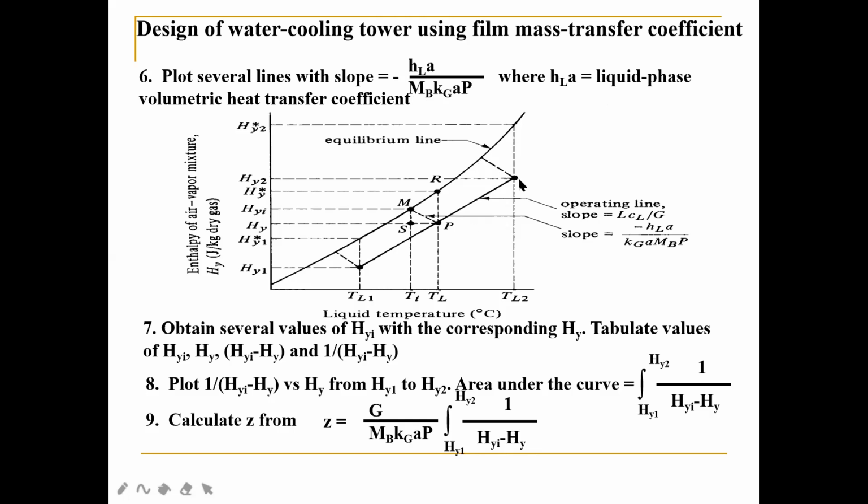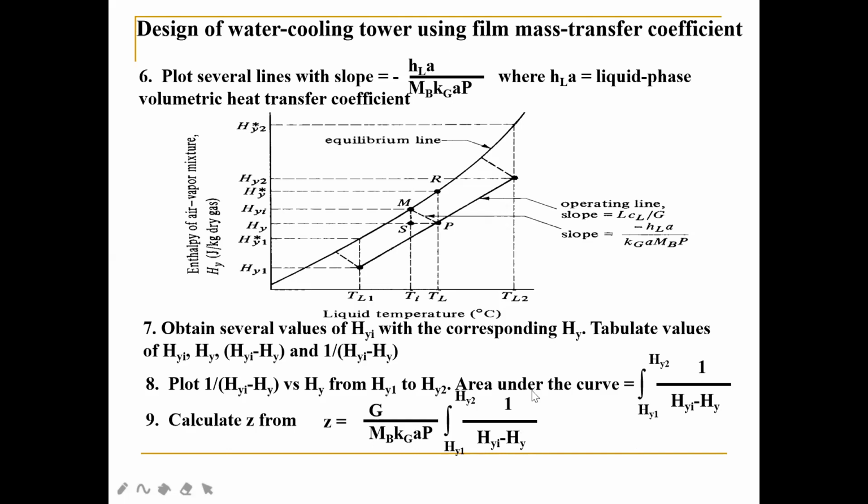So all these lines are having the same slope. The objective is to get as many values of HYI minus HY as possible, because you want to get this integral, right? In order to get this integral, you want to be able to get the area under the curve. So you have to plot this graph, 1 over HYI minus HY on the y-axis against HY values on the x-axis. With that, you will then calculate the area under the curve.